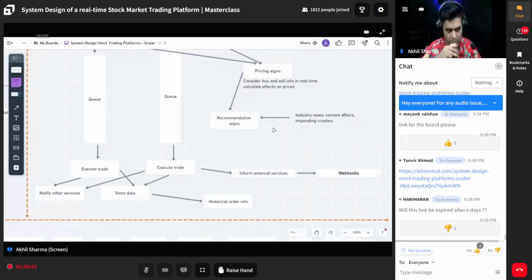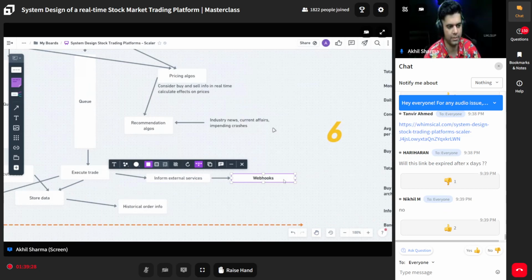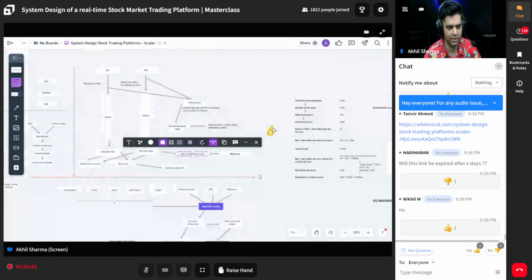You also want to inform external services through webhooks. We've learned about webhooks. We saw that we have to inform external services, and we'll be using webhooks to do that. Then you have recommendation.